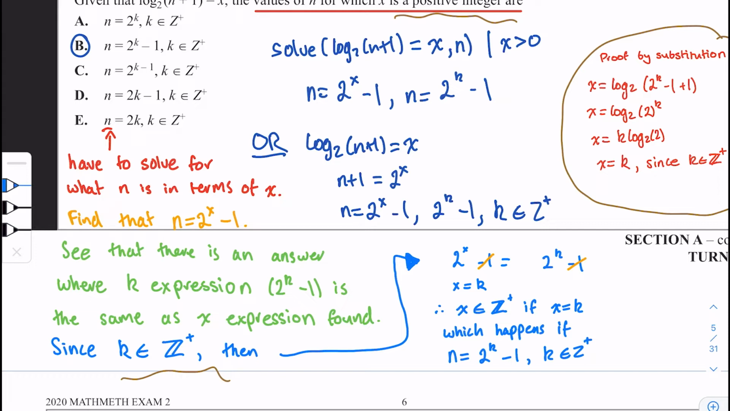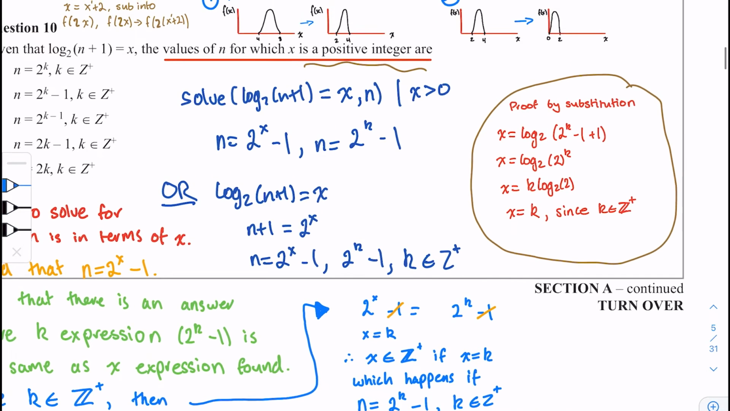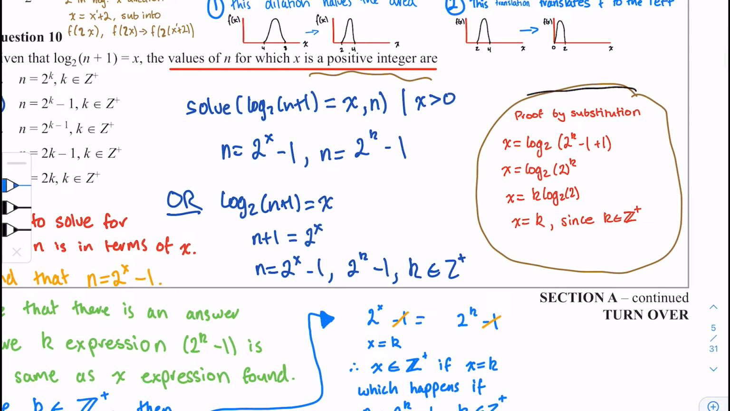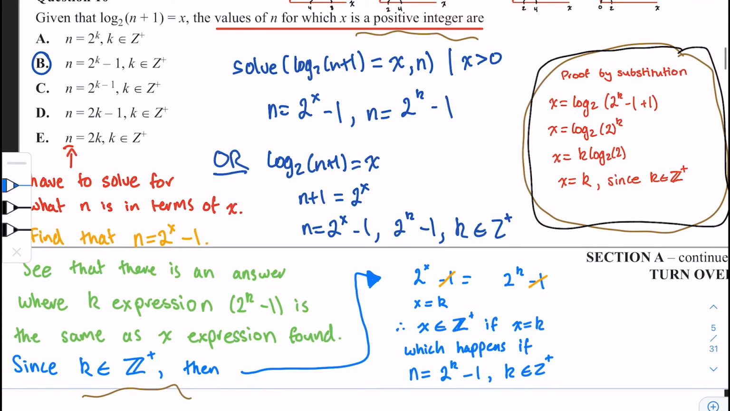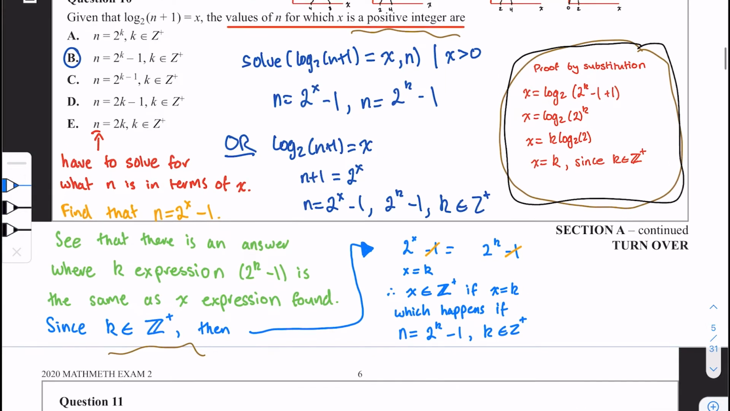So that means this is our correct answer, because this has already given us everything we wanted. And if we want to, we can prove it by substitution afterwards. So we can plug in n equals 2 to the power of x minus 1 instead of n into the original equation. We come down to x equals k again. So yeah, we know that answer is right. The answer is B.